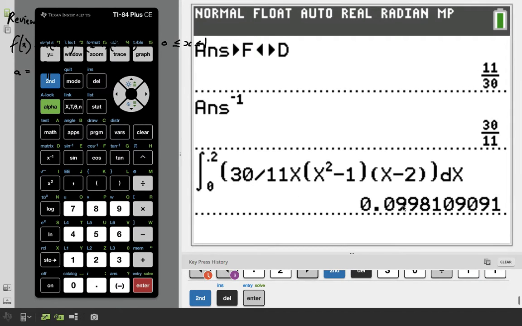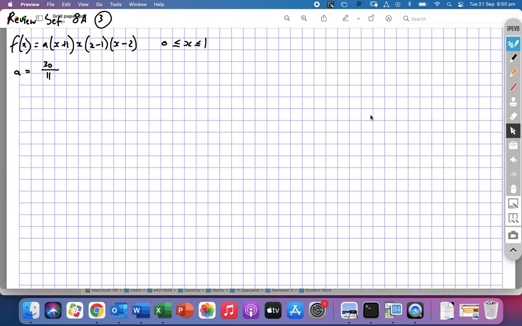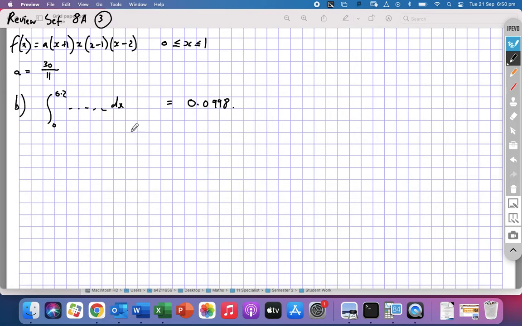And we get, if we're doing 3 significant figures, 0.0998. So that was part B of the question. The working out would just be writing out the integral, and then you could say the answer that you got, 0.0998. Let's have a look what's in part C.